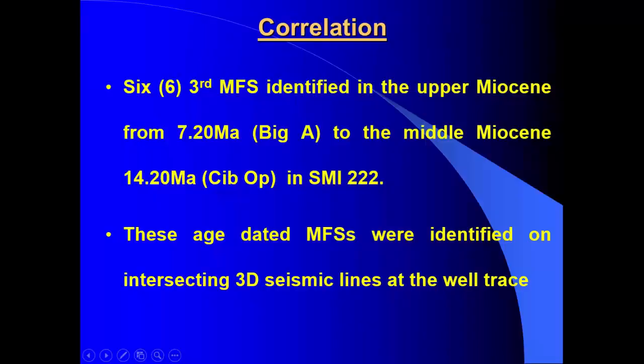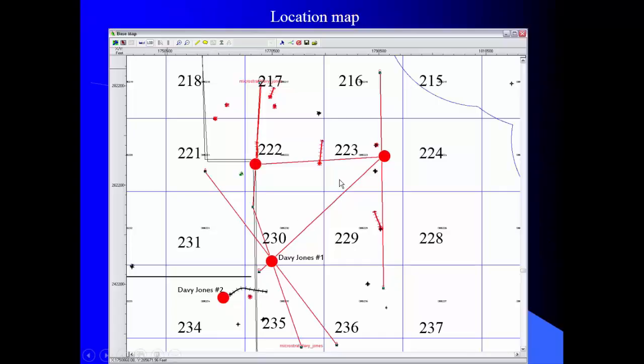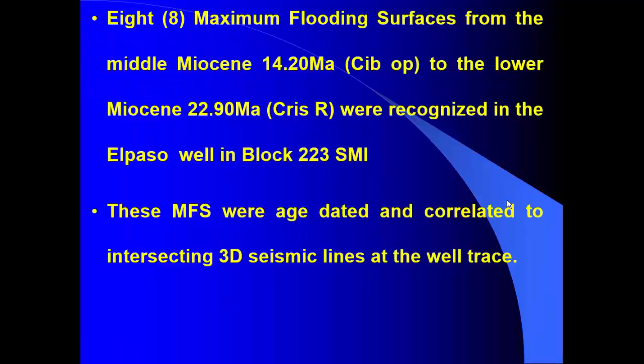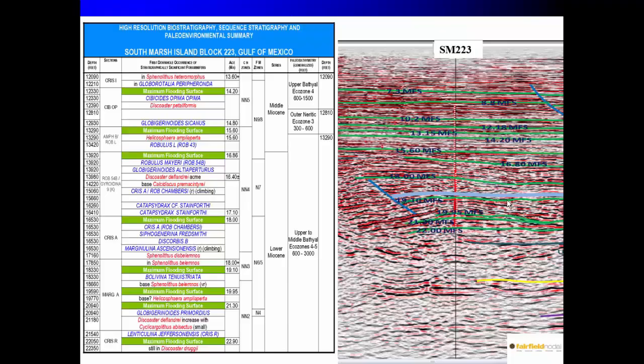And now we look at the 223, and eight maximum flooding surfaces were identified in the 223. This is the one I just showed you, but it's the same thing. So we identified the eight maximum flooding surfaces, and that goes all the way down. Here's 1420. This goes all the way down to the 2290, and that should be right about there. You notice that we've gone through a nice salt well here. So that's a deep well. That's an old El Paso well.